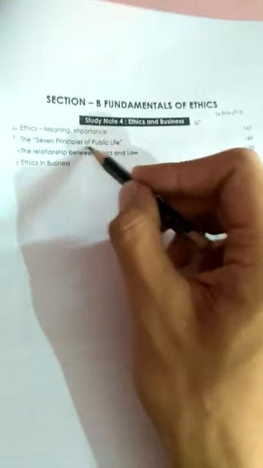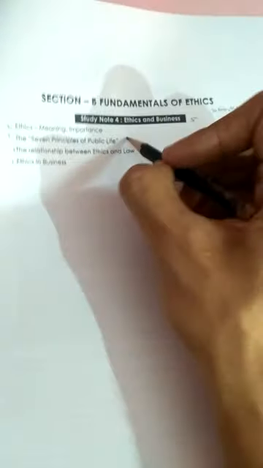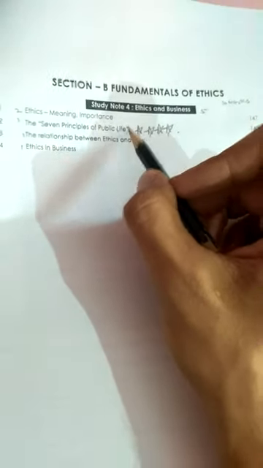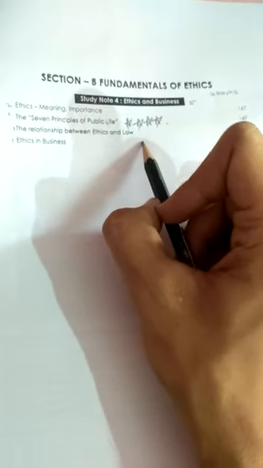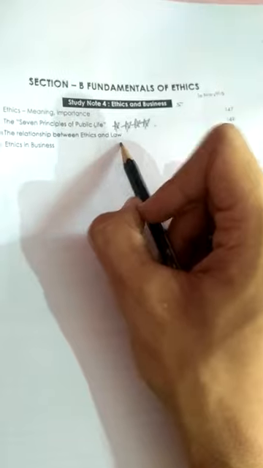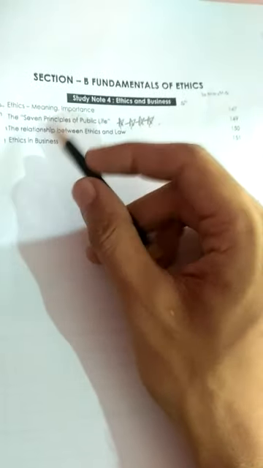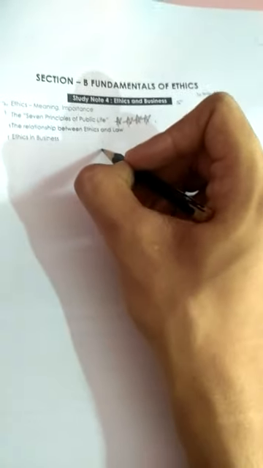Next topic is 7 principles of public life, which is the most important topic of ethics and business. You can give it one day. It is very easy and the most important topic. Next is the relationship between ethics and laws. Relationship between ethics and law, you can give it one day, and ethics in business, you can do it in 1 or 2 days maximum. So in this way you can complete study note 4, which is ethics and business, in 5 to 6 days maximum.